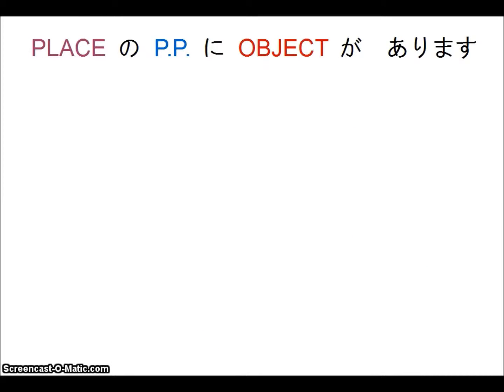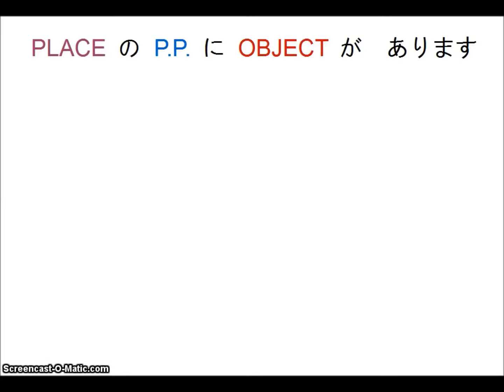So when we're talking about where an object is located using arimasu, we have this kind of a form. Place no postposition ni object ga arimasu. So before, for example, when we said chocoreto ga arimasu, there is chocolate, or I have chocolate. The chocolate is the object we're talking about. We're asking, is there chocolate? Yes, on the table there is chocolate. So that would be the object. So whatever we're looking for is the object.